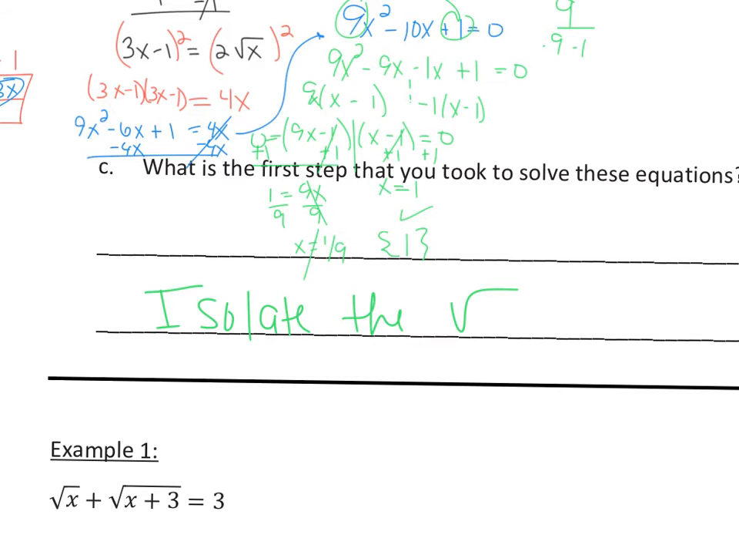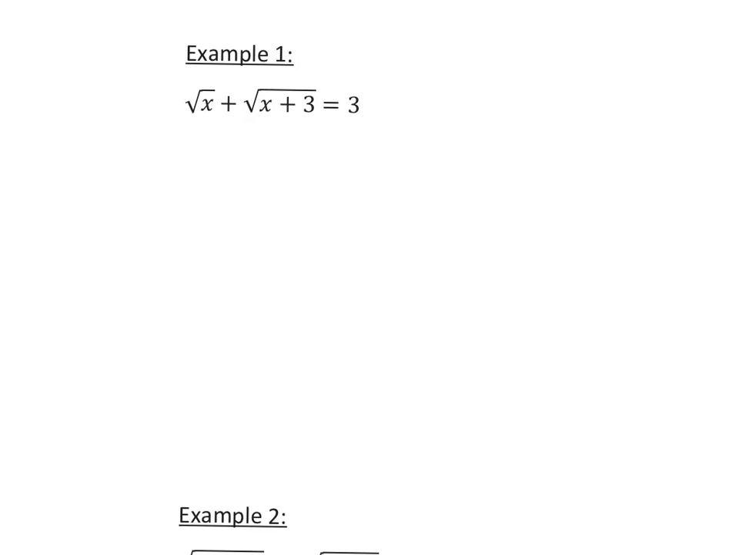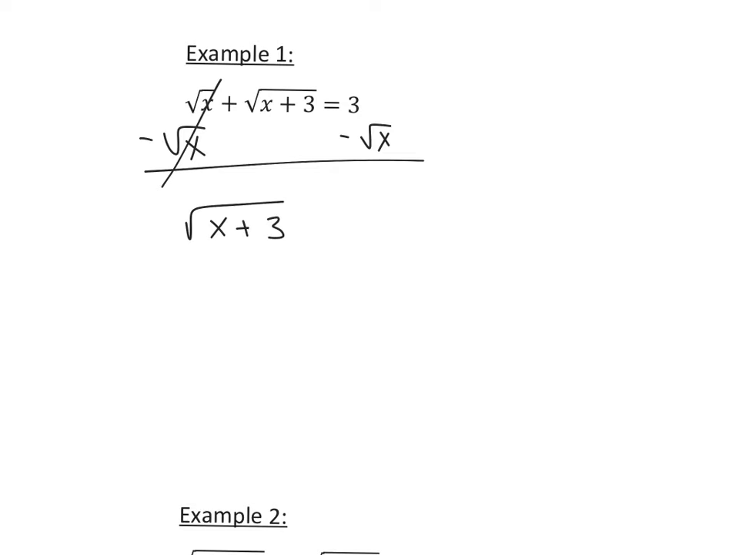Okay, now here we go. We got two radicals, people. So the first step here is to separate the radicals. I always move the smaller one over to the other side. It doesn't really matter, but it's just easier to deal with the smaller one on the other side.